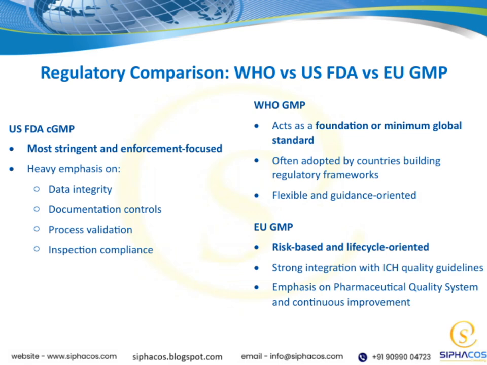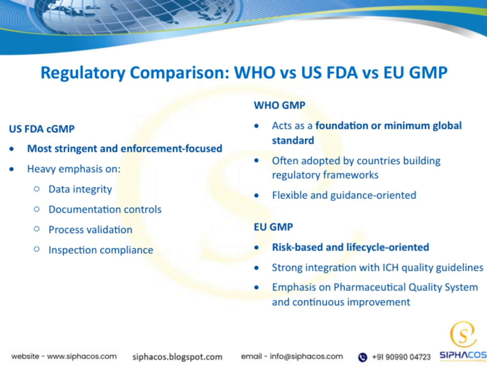Moving on to EU GMP, this standard is more risk-based and life cycle-oriented. It places a strong emphasis on integrating quality management throughout a product's life cycle, ensuring continuous improvement. Additionally, EU GMP aligns closely with ICH quality guidelines, which helps maintain consistency across international borders.